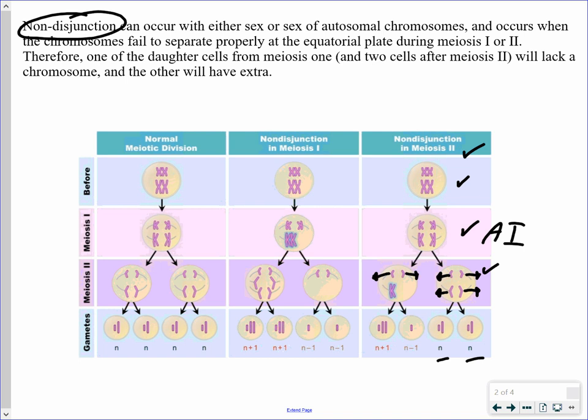But if we take a look at the other one going into the second meiotic division, these two here, the shorter ones, are separating okay. This one is not. It ends up going in the same direction. So we end up with this one here that has extra, this one here that has fewer, but we do still get two of them that are going to have the normal number of chromosomes.